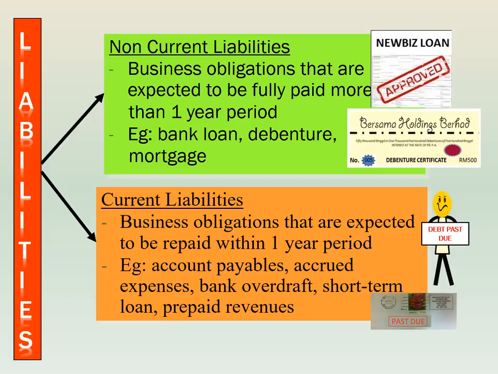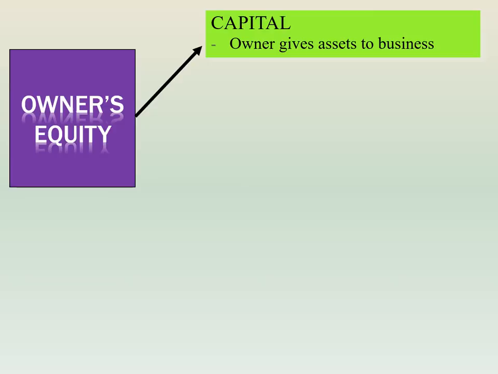And owner's equity, our other classification. Owner's equity is actually capital, something that we owe to the owner. Whenever the owner gives assets to the business, we will recognize it as capital. Capital is another way of saying that this is what we owe to the owner. But that's for a sole proprietor, sole trader. For partners, we say the partners' contributions. And for companies, we say share equity.